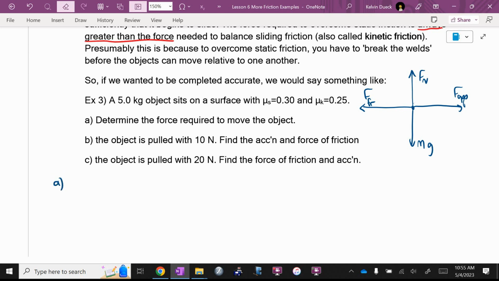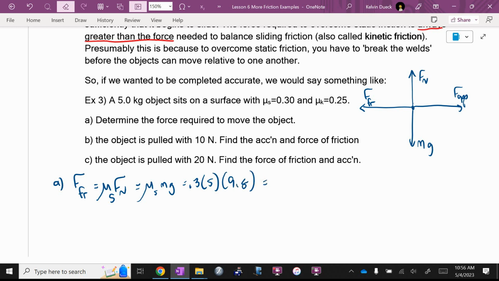So even though it wants me to find F applied, I'm going to find friction. Friction is what times what? Since we haven't started moving yet, it's going to be mu s, the static coefficient of friction. I don't know the normal force. Oh, but look, I know the force is the same size as the normal force. Which one? Good. So it's going to be mu s mg. It's going to be 0.3 times 5 times 9.8.